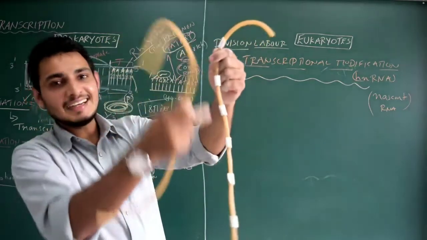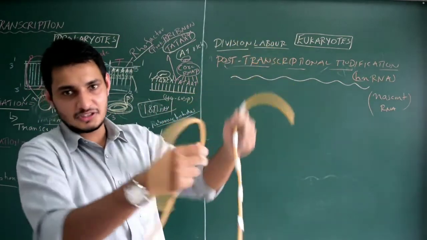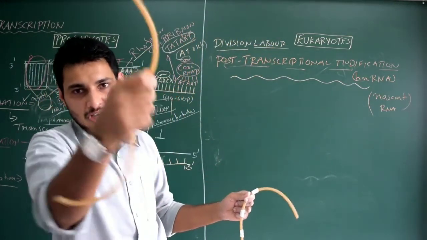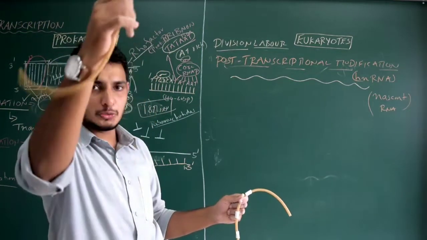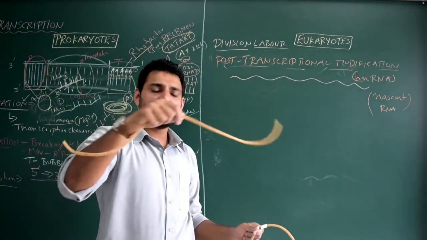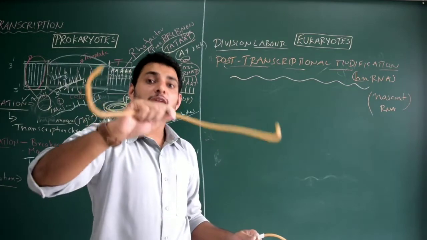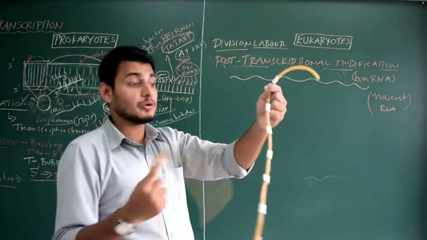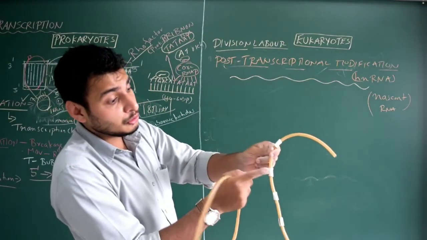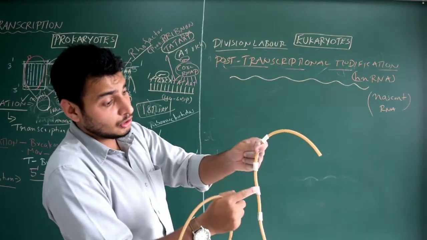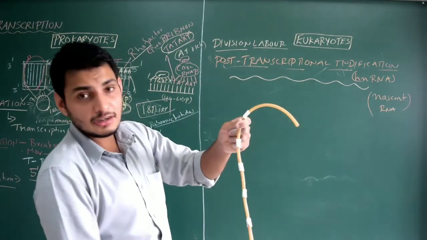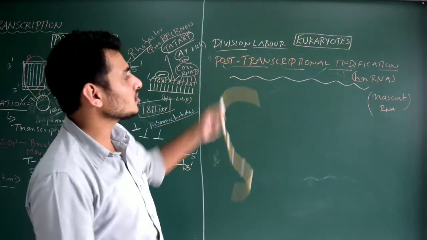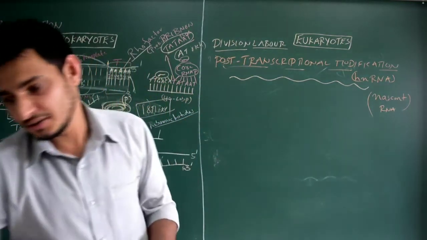So this has interrupted sequences. In this case, there are no interrupted sequences. Only exons are there, only expressed sequences. Every portion, the nitrogenous bases, can be used to synthesize proteins, 3 or 4 proteins. But in the eukaryotic case, only one protein. But before that, you need to remove these portions. You need to remove the introns. The white color patches are there, right? You need to remove them. So that is post-transcriptional modification. Remember.